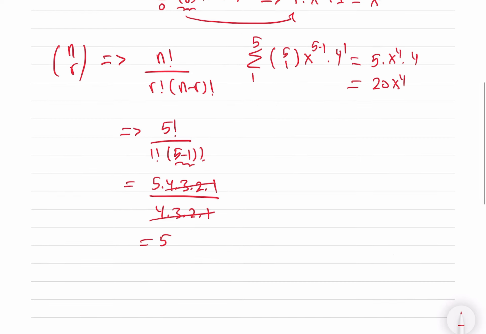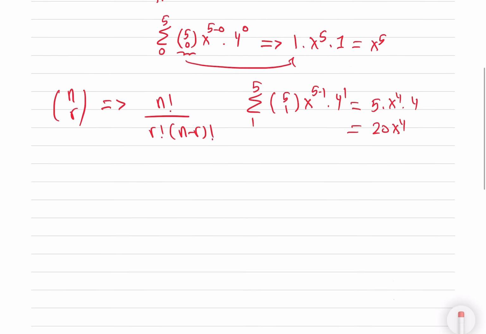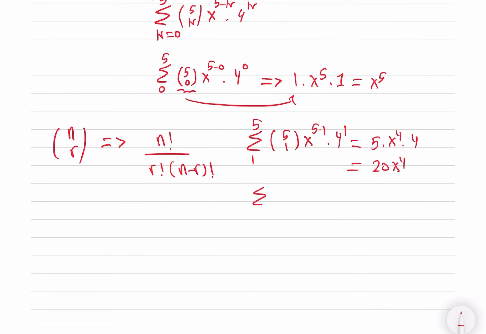That's it. Moving on to the next one, we have 5, 2. You write that down, 5, 2. We have x to the power of 5 minus 2, which is 3. Then you have 4 to the power of 2. How do I deal with this? 5 factorial, 2 factorial, 5 minus 2, which is simply 3 factorial.